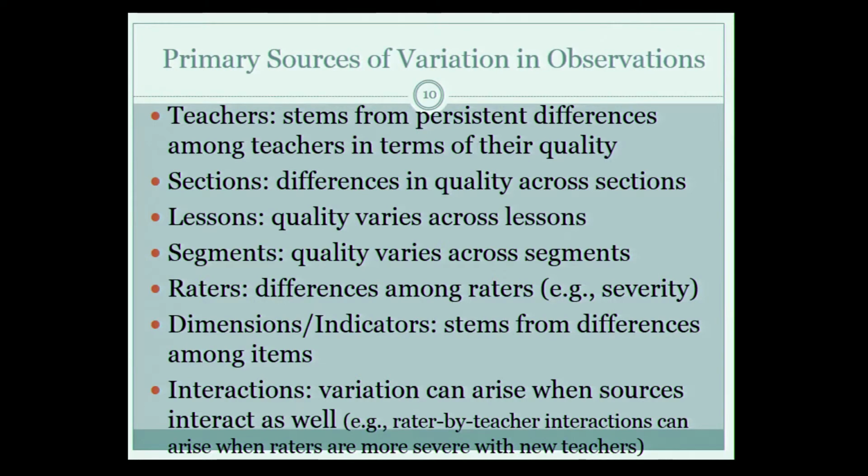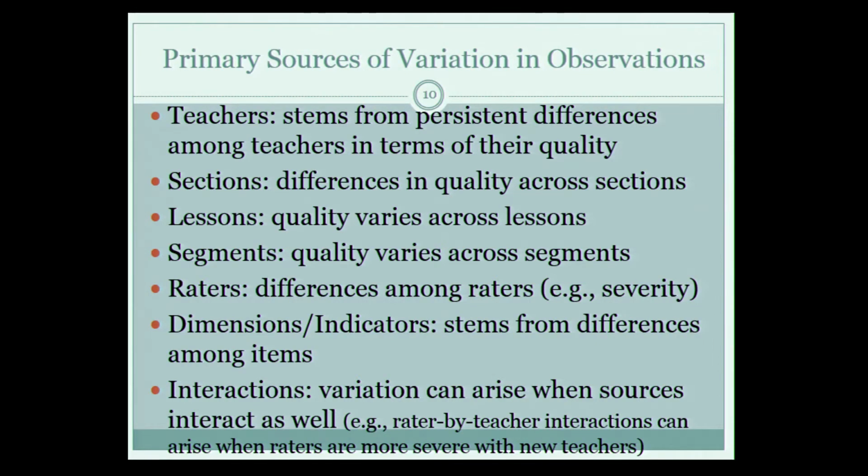And then, of course, we have interactions. Variation can arise from a number of different types of interactions, but, for example, a rater by teacher interaction. In other words, some raters may be more severe with certain types of teachers than other teachers. And so we want to introduce those. Sometimes that's called rater differential functioning. And there are interactions among many of these different components, so this becomes pretty complex pretty quick, right? And trying to track these different sources of variation is really challenging.